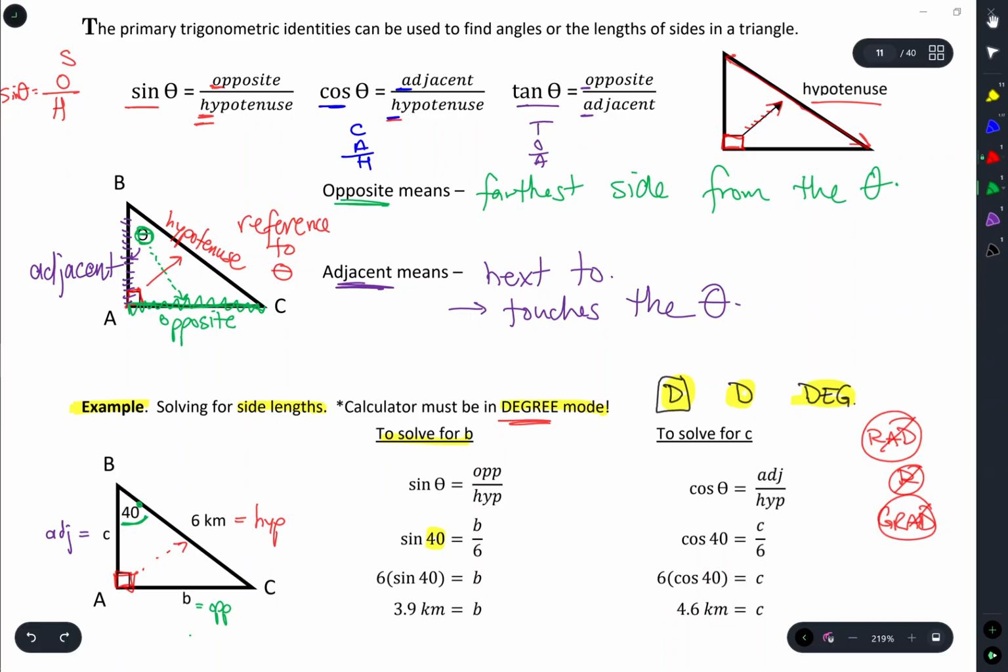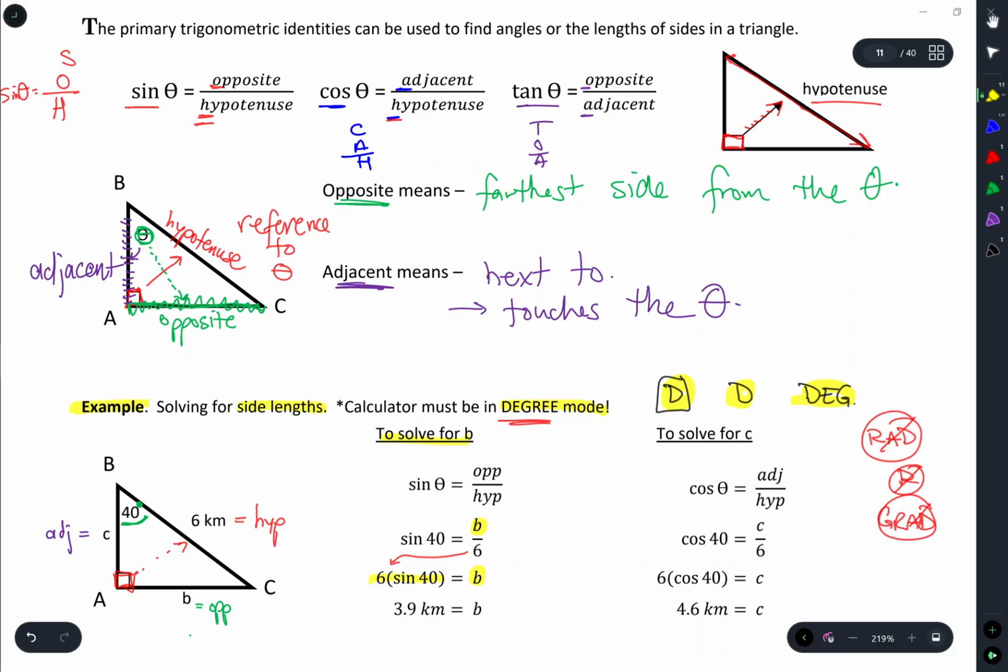The next piece is the hypotenuse. We know the hypotenuse is 6 kilometers long, so we can plug that in. Next up, we want to isolate B. We need to get B all by itself. To do that, we're just going to have to multiply by the 6 on the other side, because we're dividing by 6 on the right-hand side. So that leaves us with this expression: 6 times the sine of 40 equals B.